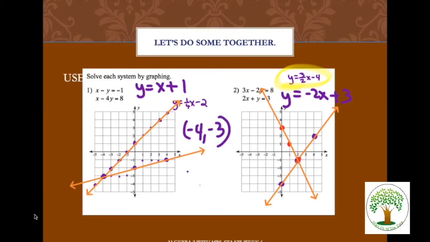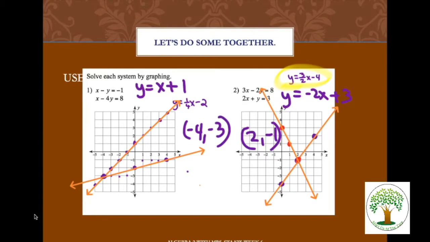I got 2, comma, -1. Did anybody else get that? What did you say, Isaac? 2, comma, -1. Yes, that's what I got as well. Okay. So you're going to be graphing these and finding where they cross. And where they cross is the answer.